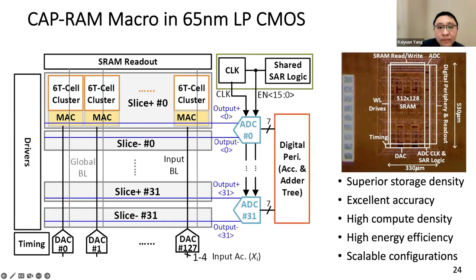So this is the prototype we built for CAPRAM in 65 nanometer CMOS. It achieves a very high accuracy and high storage density because we use 6 transistor SRAM cells. On average, including the extra computing circuits we added, the SRAM cell area is increased by around 30%. And it allows configurable precisions of the input and the weight.